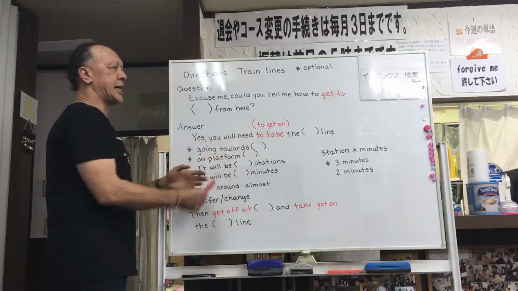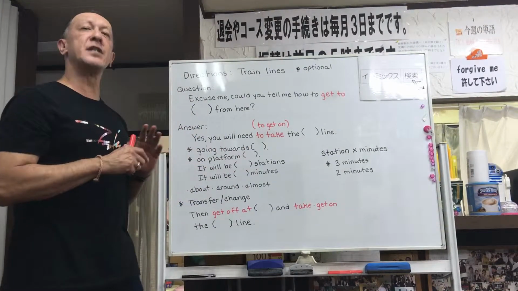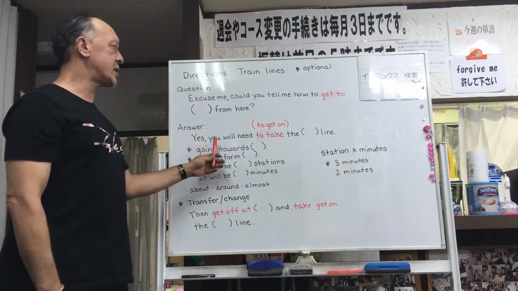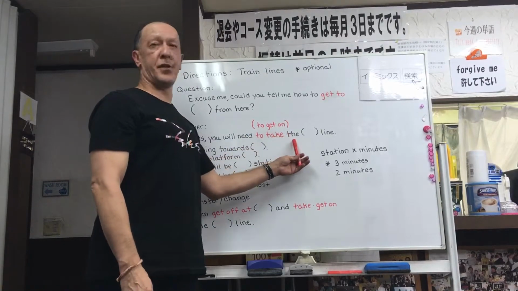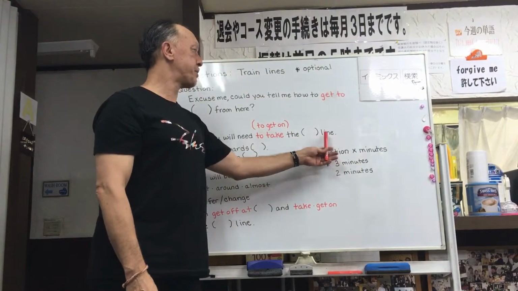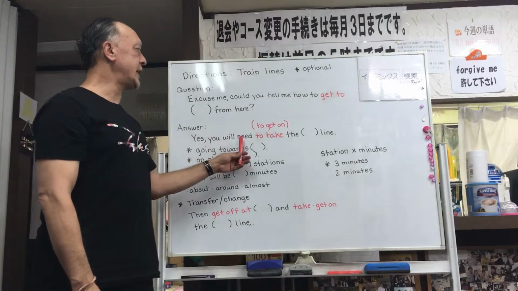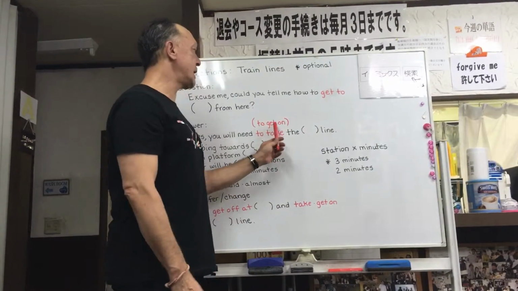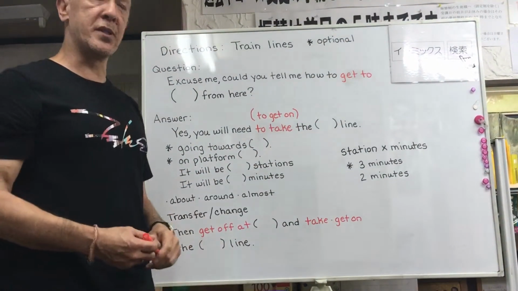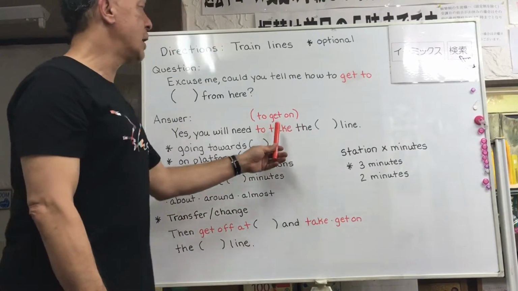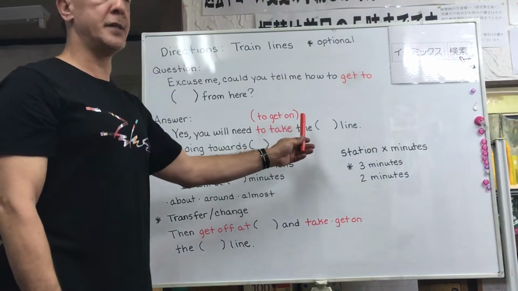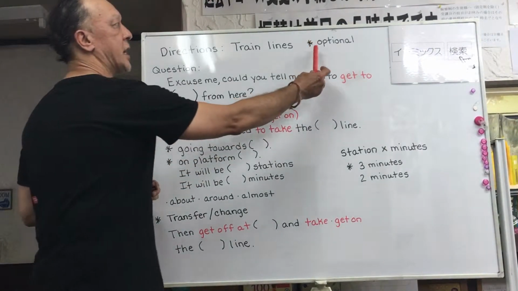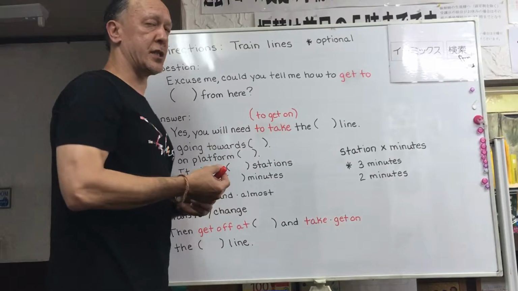You will need, and here we have two forms. Either one is fine, it's very casual. Let's take "to get on." "Yes, you will need to get on the Nandaka line." "Yes, you will need to take the Nandaka line." Okay, so "to get on" and "to take." The preposition is "to." We see a phrasal verb, "get on." That's very casual.